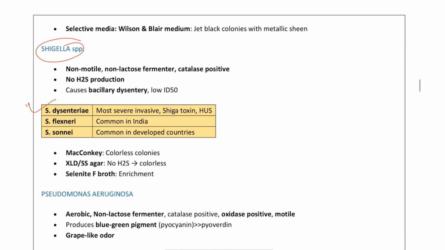Shigella is going to cause dysentery. Flexneri is the most common in India.